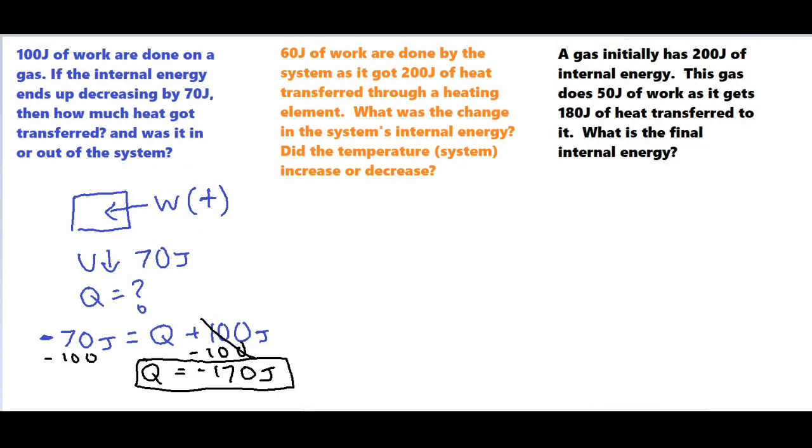The second part of the question says, and was it in or out of the system? That one is definitely out because of the negative sign. That means it's exothermic. The heat is leaving the system. Let's go ahead and take a look at our second one.